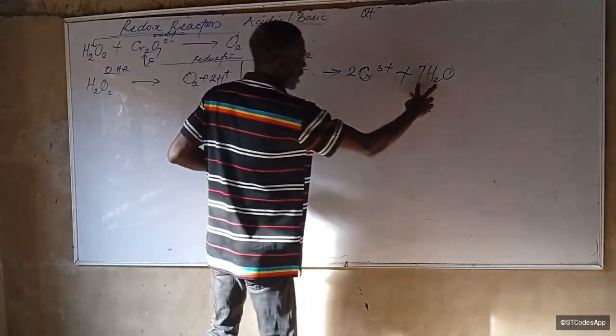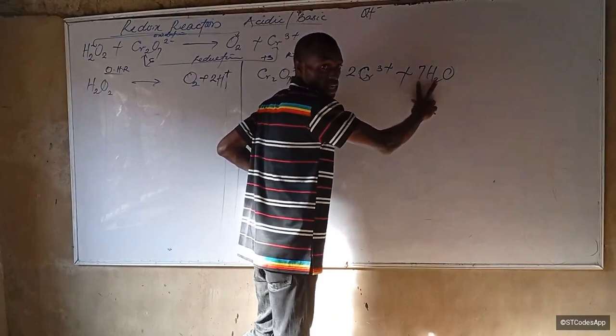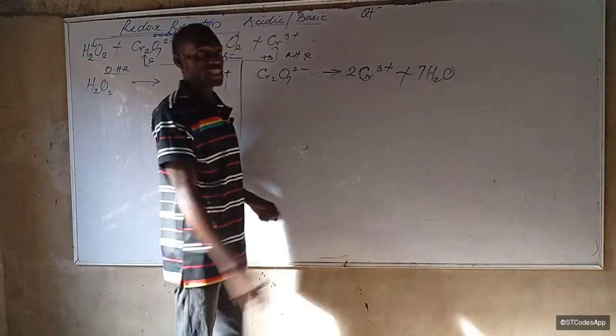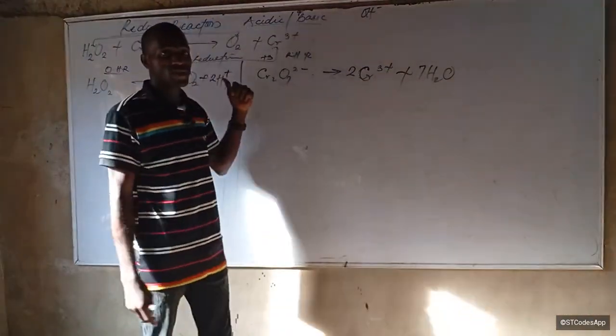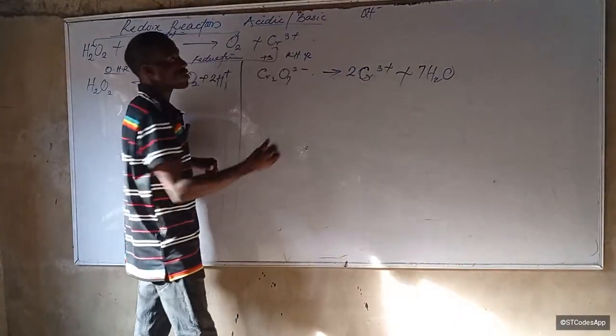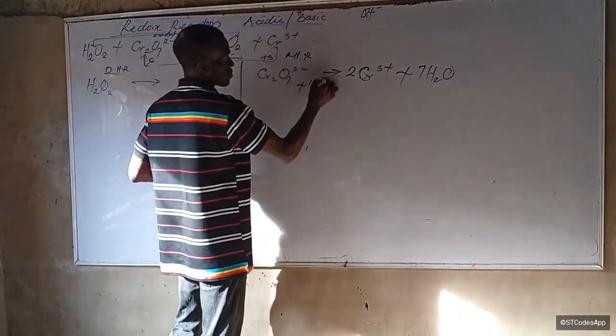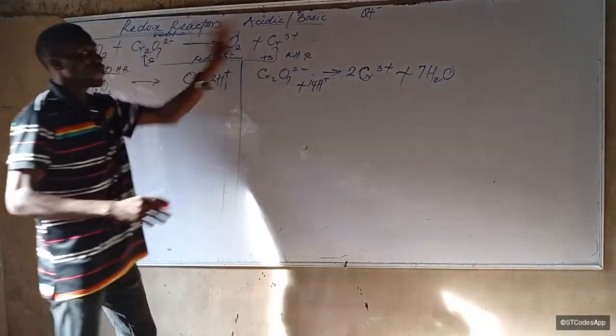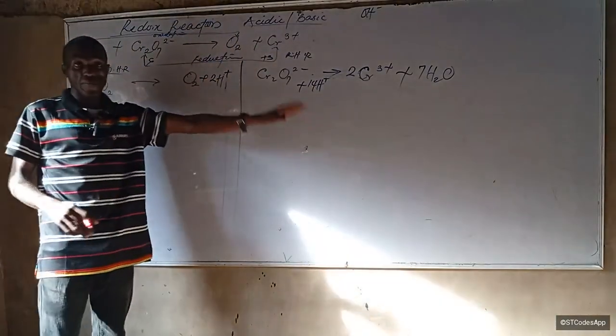Now, we have added a new species here, which is what? Hydrogen, right? This new species, what do we use to balance on the other side? Protons, right? How many protons do we add on this other side? 14. So this is now both balanced, both sides are now balanced atomically.